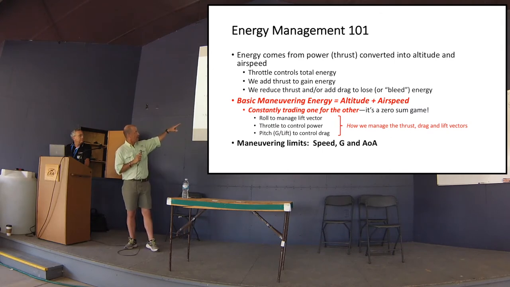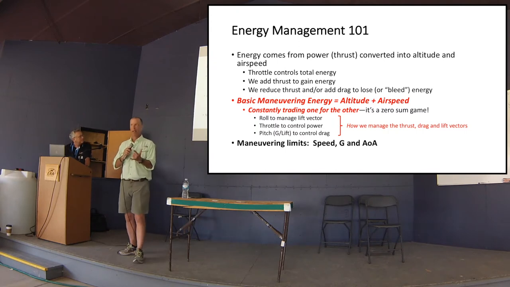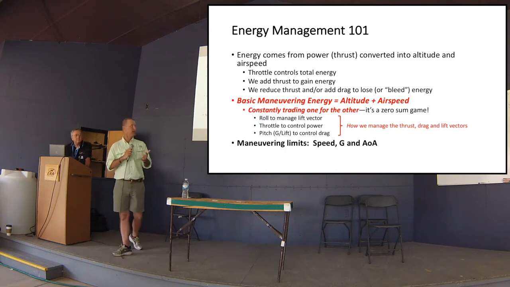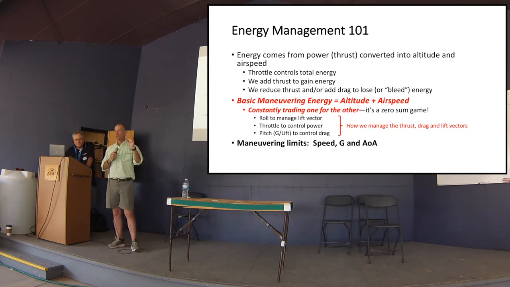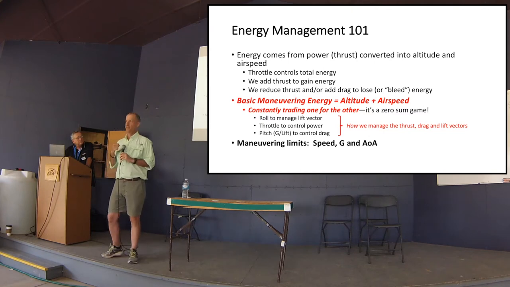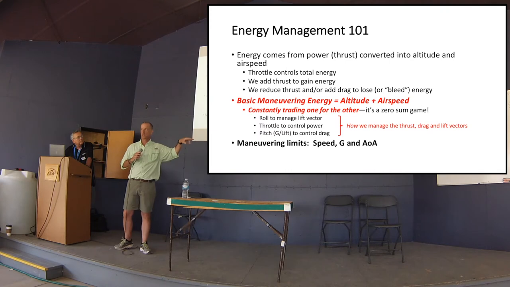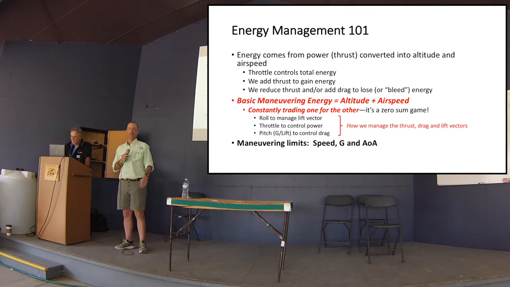And everything in the bottom here is a little bit technical, but basically we roll the airplane to point the lift where we want the lift. And then we use the throttle to control the amount of power that we're going to have in the equation. And then we use pitch to add G to the airplane to control the amount of lift that we're producing and the amount of drag that we're producing. So how we manage all of those things is, in fact, energy management in a nutshell.